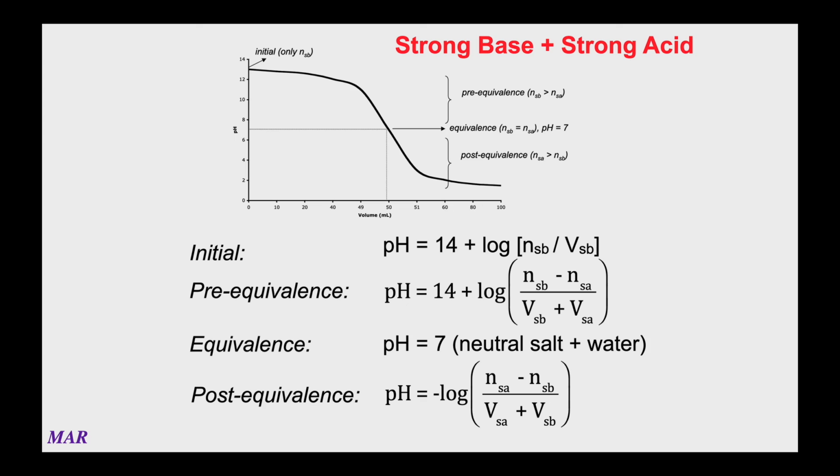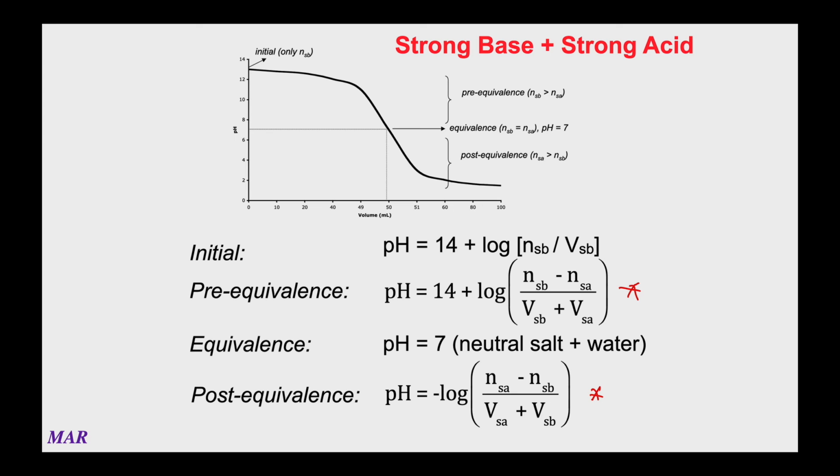So it's minus log, essentially the concentration of hydronium. You want to find leftover moles of strong acid on top divided by total volume on the bottom. So notice that NSB minus NSA, the pre-equivalence equation here, was the post-equivalence equation in strong acid plus strong base. And the post-equivalence equation in this slide is the same as the pre-equivalence equation in strong acid plus strong base. Equivalence is the same, and the initial point is just now dictated by strong base versus strong acid. So hopefully by thinking these through, you can see the logic to where they all pop in.